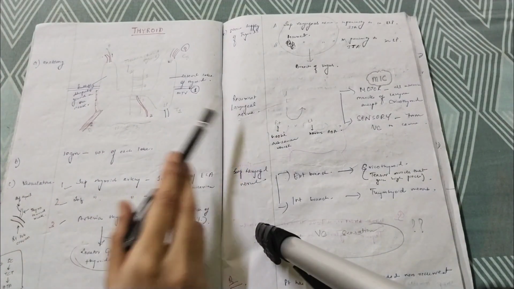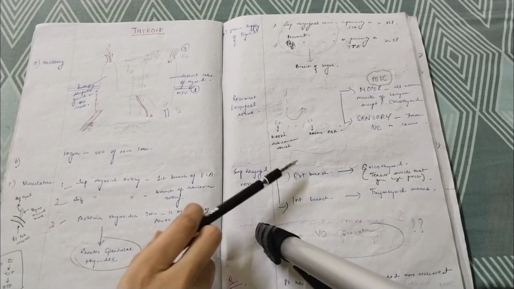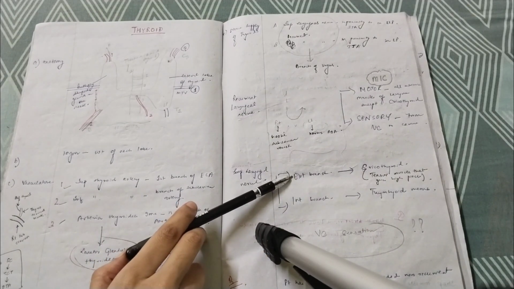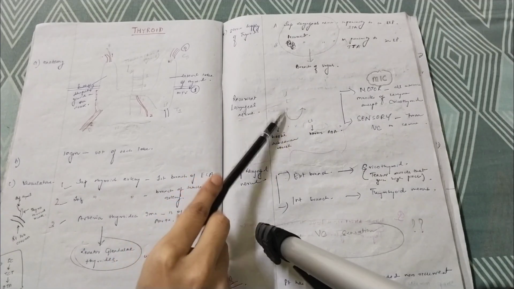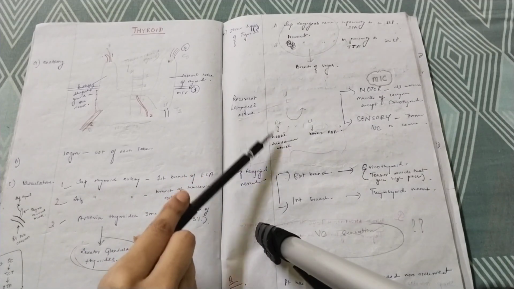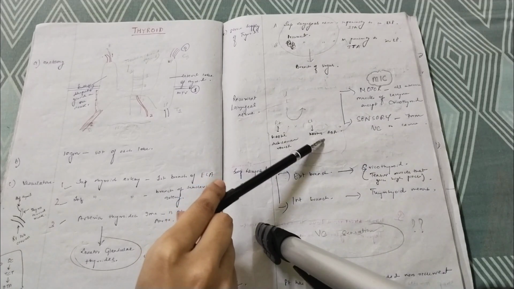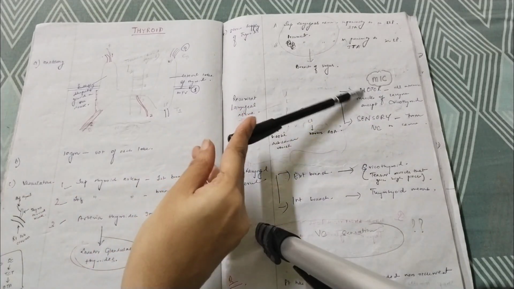Now, the superior laryngeal nerve gets divided into external branch and internal branch. External branch will supply the cricothyroid, and the internal branch will supply the thyrohyoid muscle. And the recurrent laryngeal nerve, on the right side, hooks around the subclavian vessels, and on the left side, it hooks around the arch of aorta.